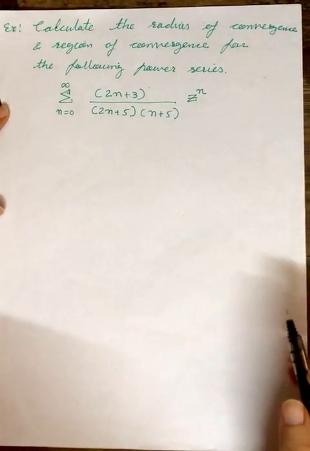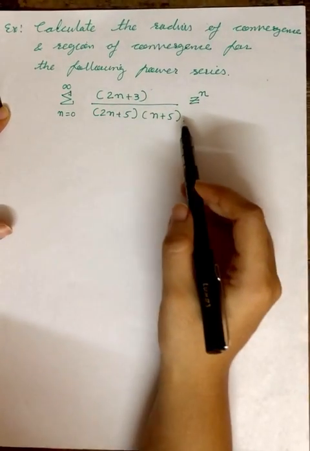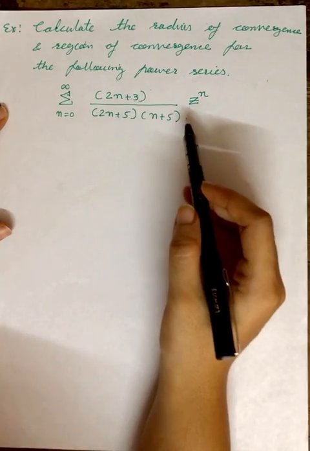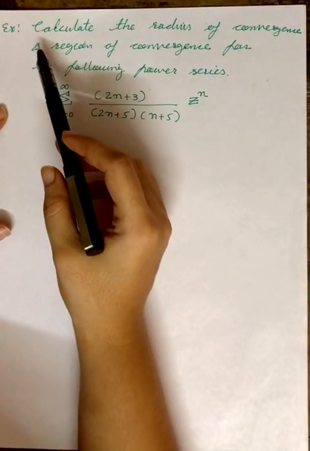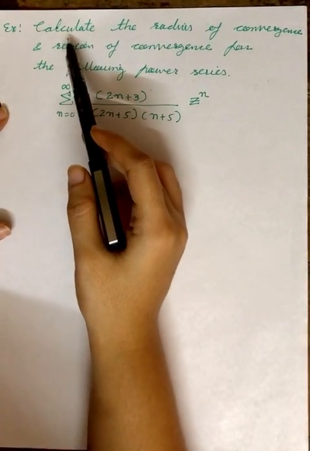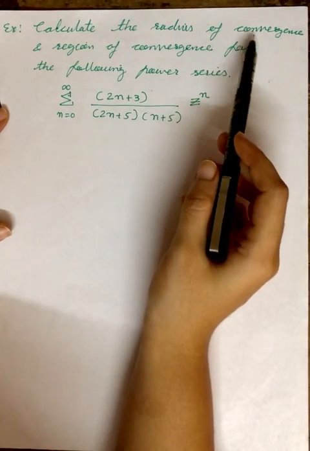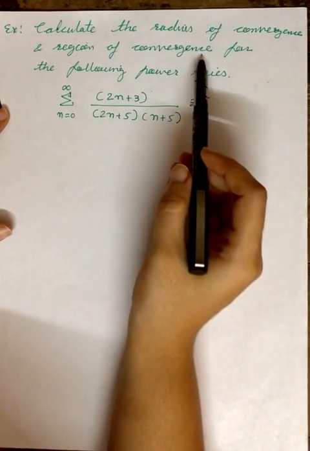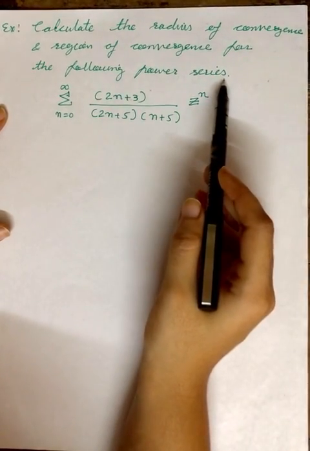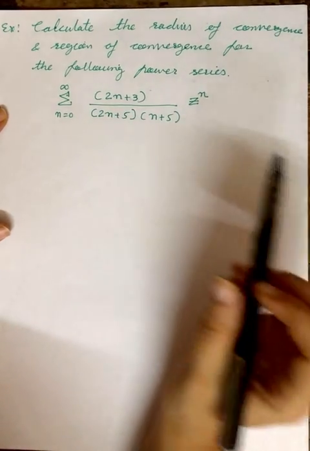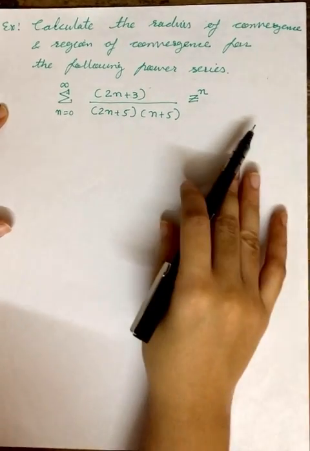Welcome back. In this video, we will solve this problem which is related to the radius of convergence. Let us read out what the question says. Calculate the radius of convergence and the region of convergence for the following power series. And the power series is given by this. Now let us try to solve this.